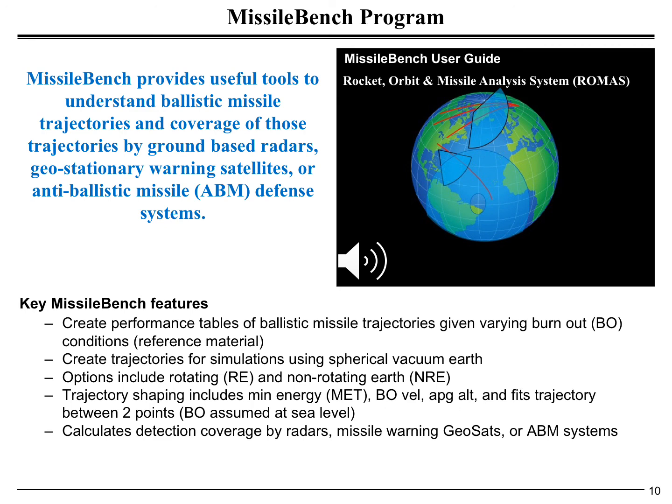The trajectory shaping can be controlled by being minimum energy, burnout velocity, or apogee altitude fit. It also provides calculations and detections by radars, missile warning GeoSats, or ABM systems.